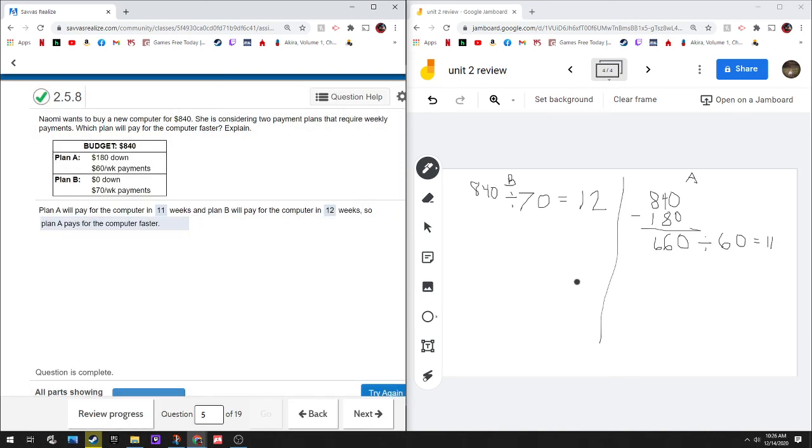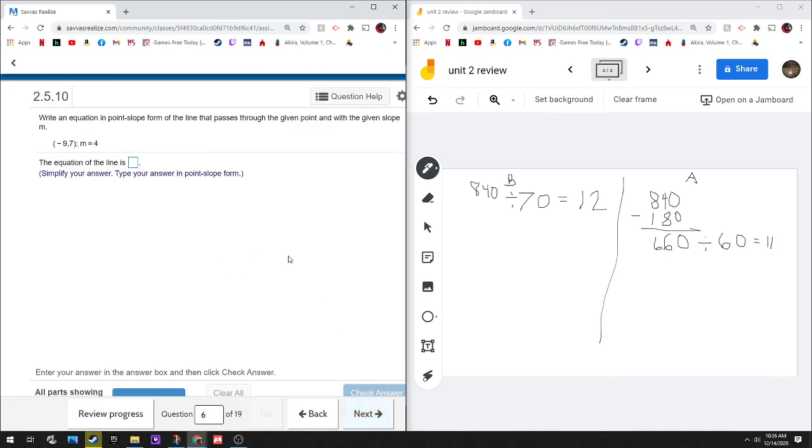So there is a way to use equations and do this, but I don't see much of a point when we can just kind of figure out what's going on in a word problem. All right, let's see what's next. All right, we're now into point slope form.